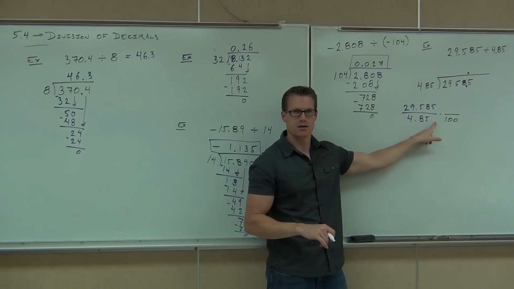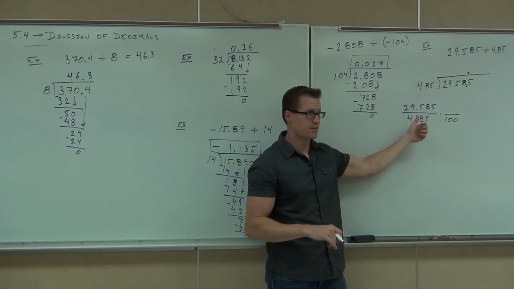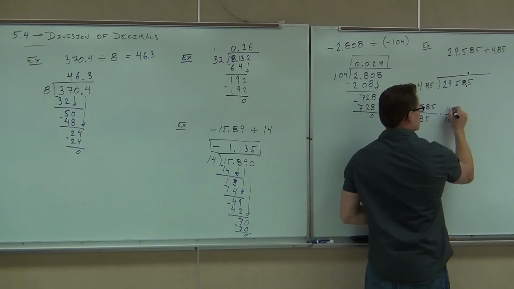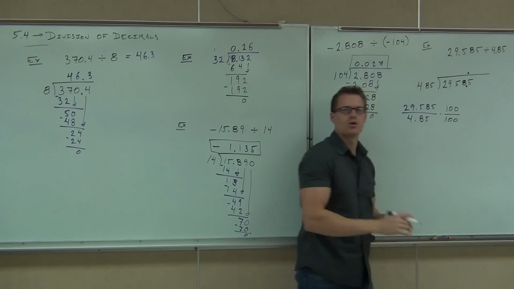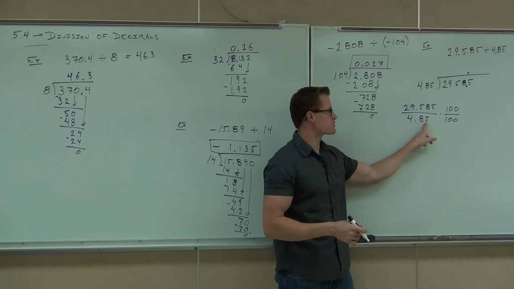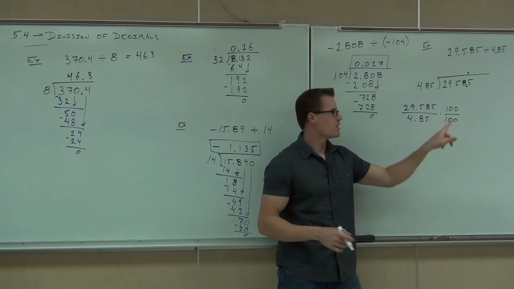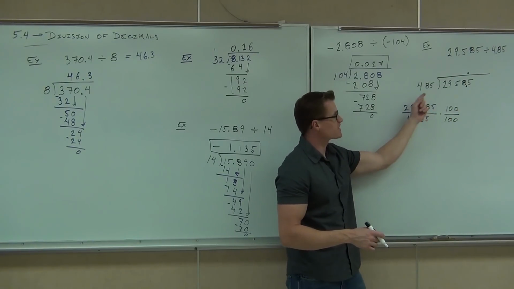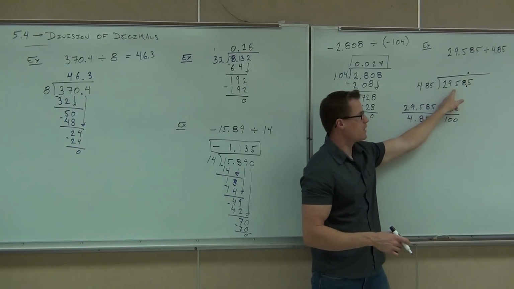Are you with me on that? Moving that decimal place over 2 spots if you multiply by 100. I have to do it to the top, however, as well. That's the whole point here. If you're going to move this decimal place, i.e. you multiply by 100, you also have to do that to the numerator. That's why you can't just move one number without moving the other number.